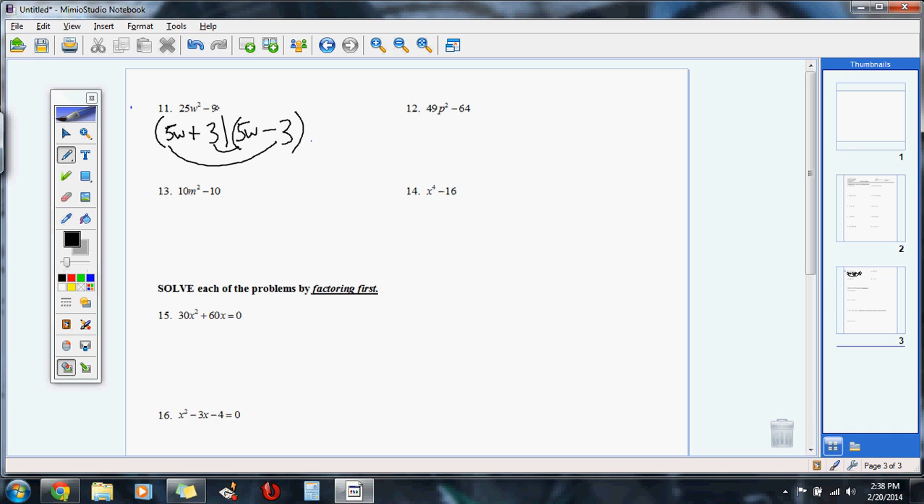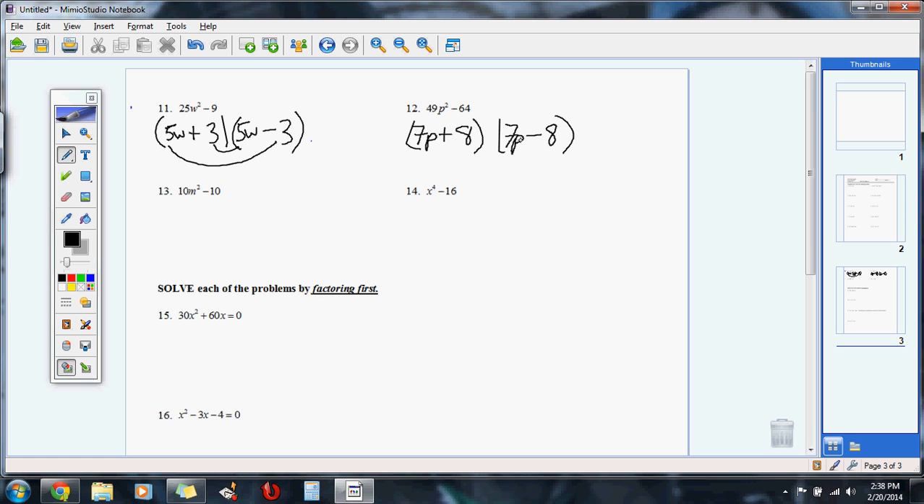Now, you always want to see if there's a GCF first, but with 25 and 9, there wasn't. Same with 49 and 64. The only factors of 49 are 7 and 7, other than 1 and 49, and they don't go into 64. So number 12 is another straight up plus, minus. A difference of perfect squares here would be 7p in the first slots. And then 64, the square root is 8. So I have 7p plus 8, 7p minus 8, and I've got the right answer.